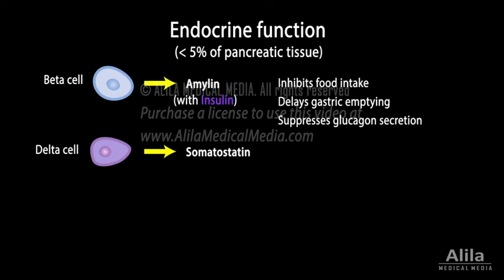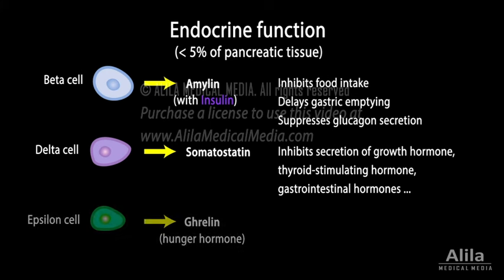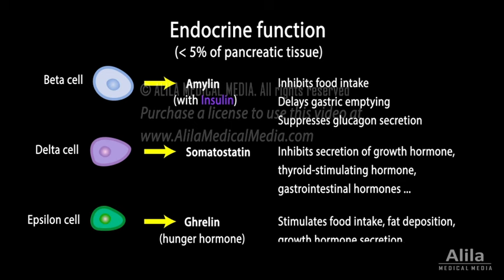Somatostatin is a broad-acting hormone. It inhibits the secretion of many other hormones, including growth hormone, thyroid-stimulating hormone, and gastrointestinal hormones. Ghrelin, known as the hunger hormone, stimulates food intake, fat deposition, and growth hormone secretion. It also inhibits the secretion of insulin.